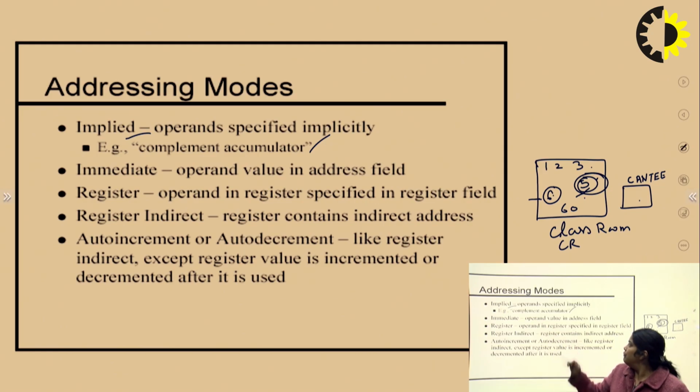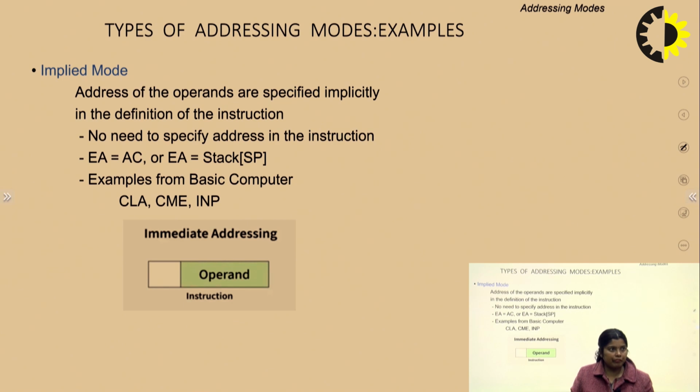Immediate mode is when the operand value is in the address field, then it is called the immediate mode. And register direct and indirect we can consider with the example. Now we can understand one by one. The first is the implied mode. In the implied mode, you can see here the opcode, mode and address. The operand is implicitly defined, or implied. Implied and implicitly defined are the same.